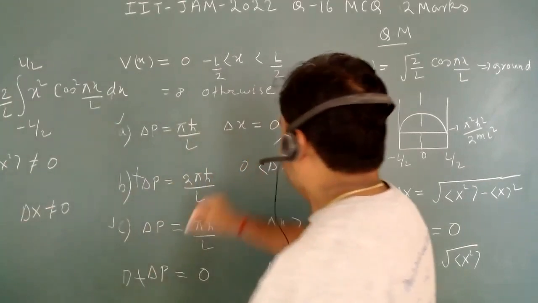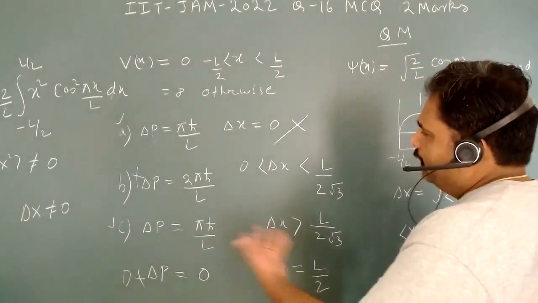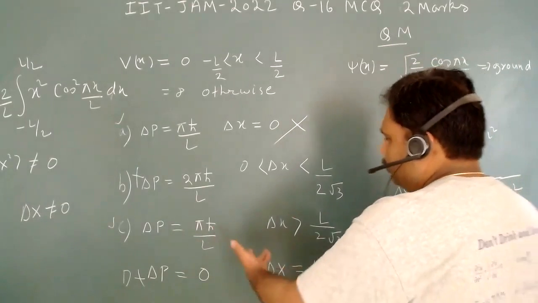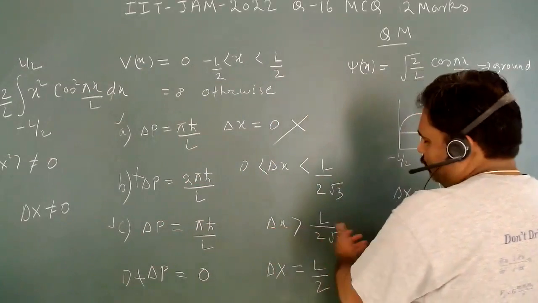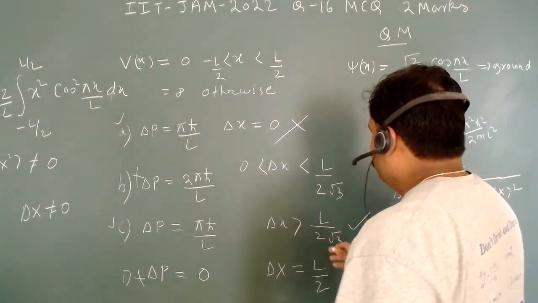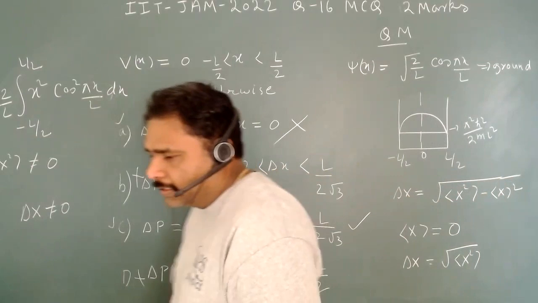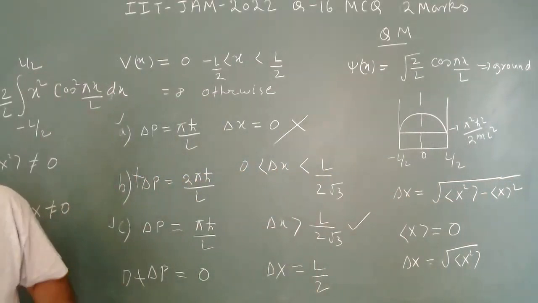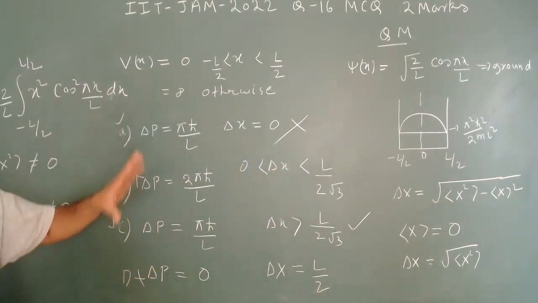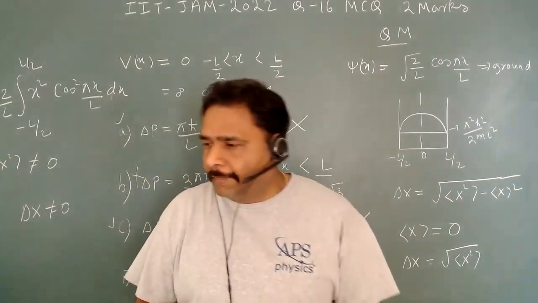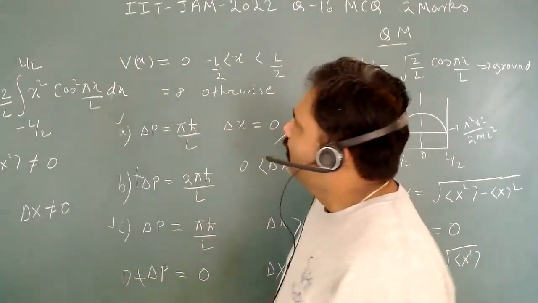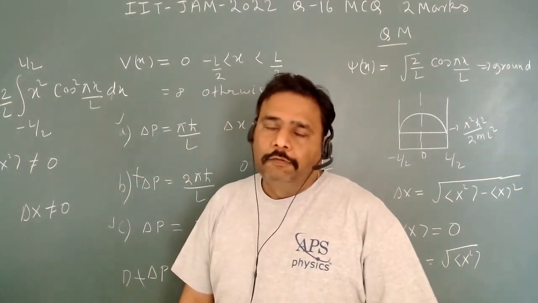So this option is also wrong. Only one option is left, and that is this one: delta P is equal to pi h cut upon L, and delta x must be greater than L by 2 root 2. So this is our correct option. Without doing integration, with the help of concept, we can easily solve this particular problem.